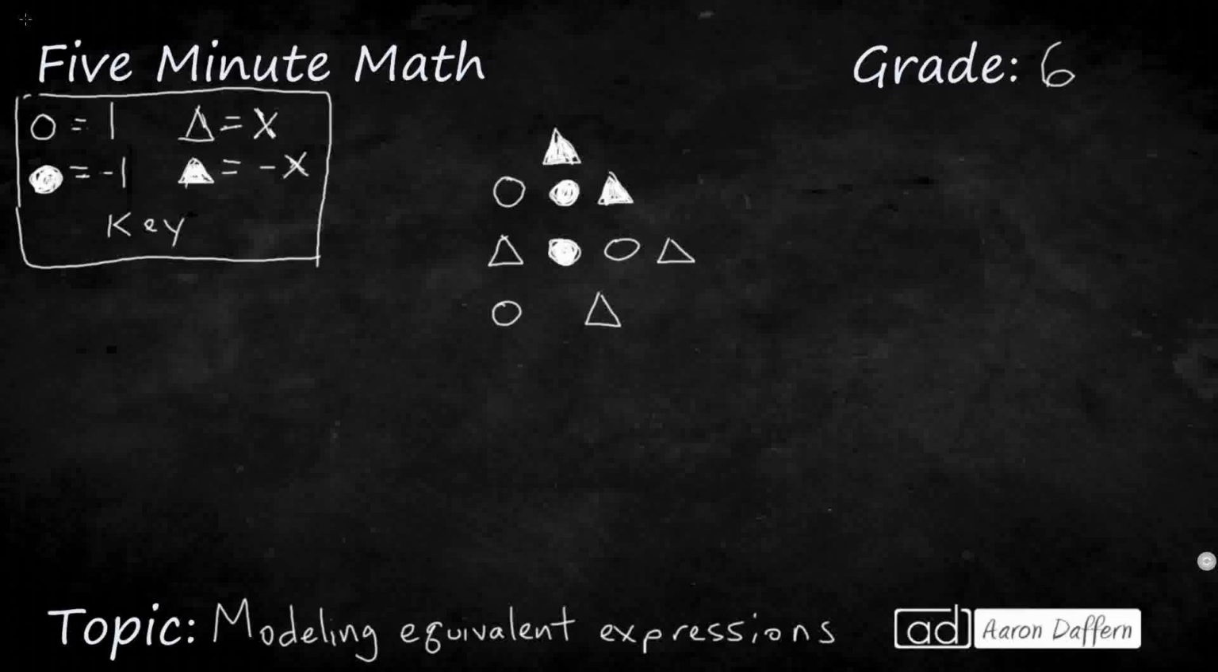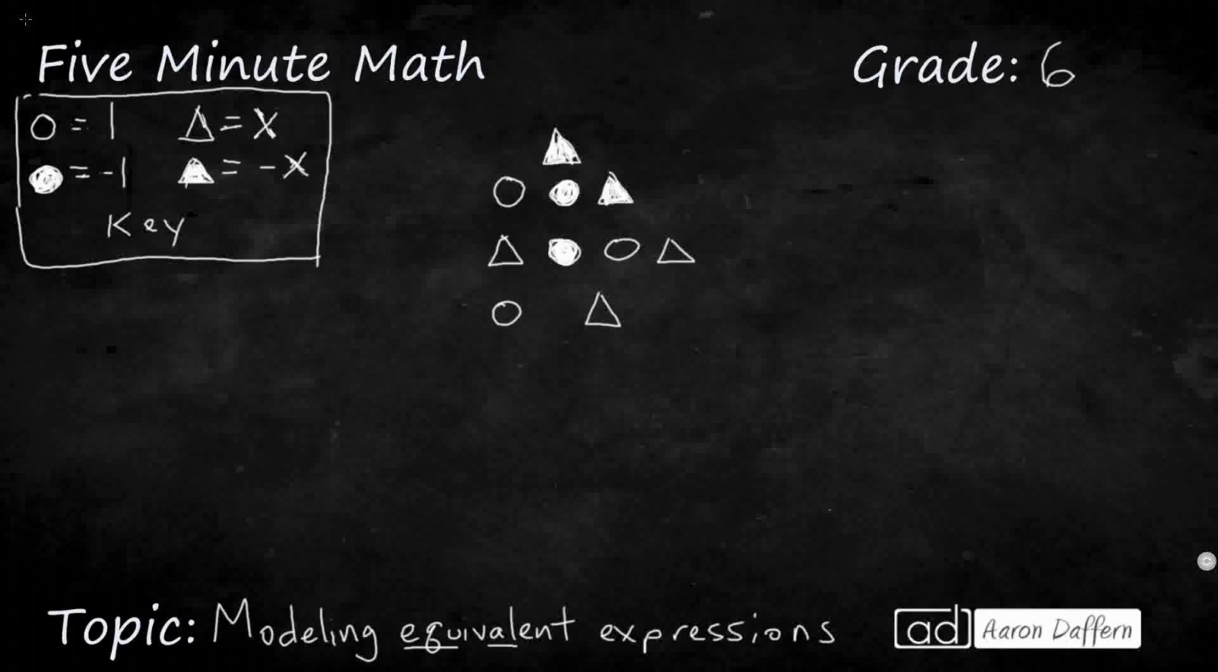Today we are looking at the 6th grade concept of expressions, specifically how we can model equivalent expressions, and we'll do it in 5 minutes or less. So we have some triangles and some circles. Some are empty, some are filled in, and we need to figure out how we can model an equivalent or an equal expression. And you kind of see that word equal within the word equivalent.